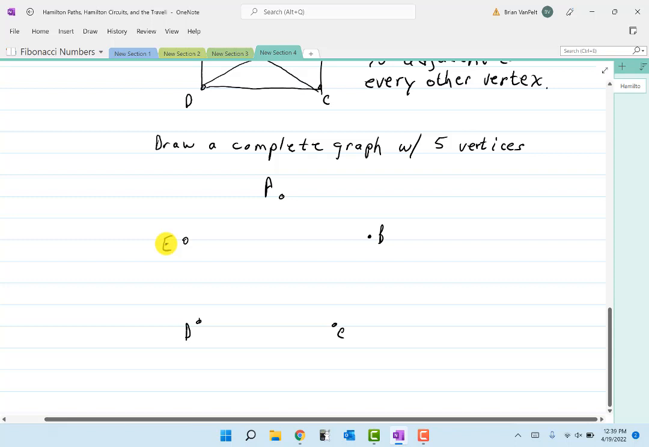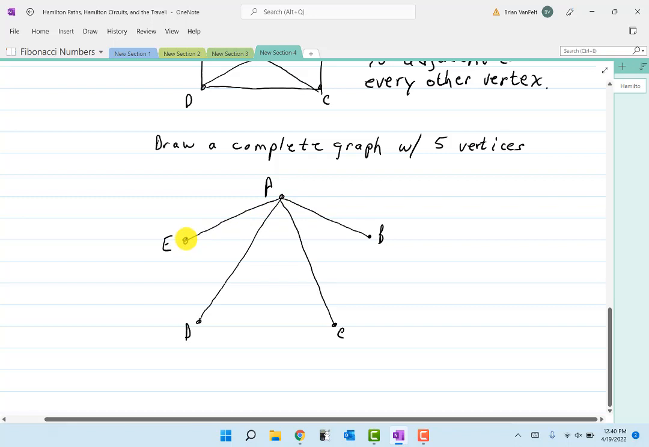So if A is to be adjacent to every other vertex, then I need to draw an edge from A to each of those other vertices. I'll need exactly 4 edges to do that, because there's 4 other vertices. Same goes with B.